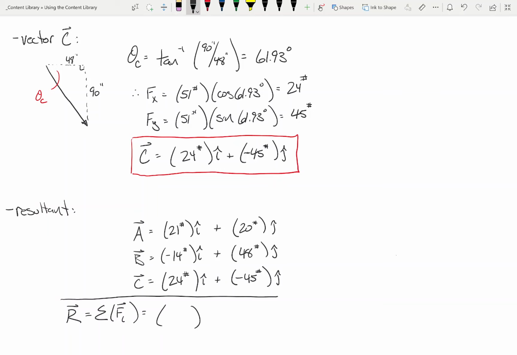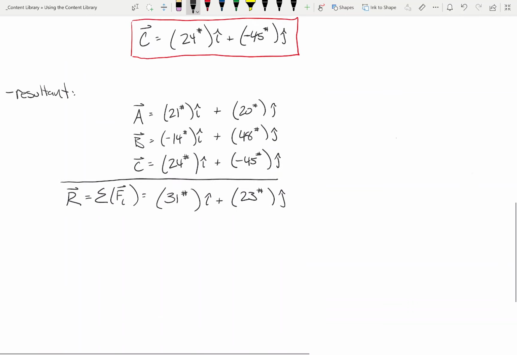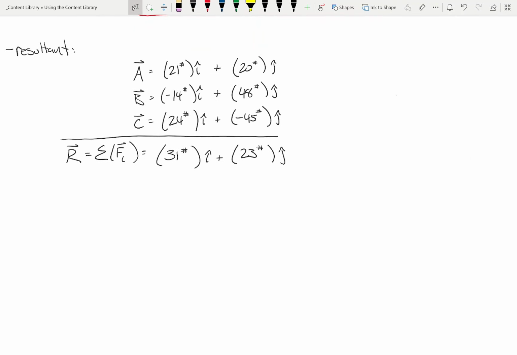Okay, what goes in here? Well, it's 21 minus 14 plus 24, which is 30. 30 or 31? I plus, and what goes here? What is that, 23? Yeah, because 48 minus 45 is 3, so that's 23. And so, what's my resultant vector? It's right here.